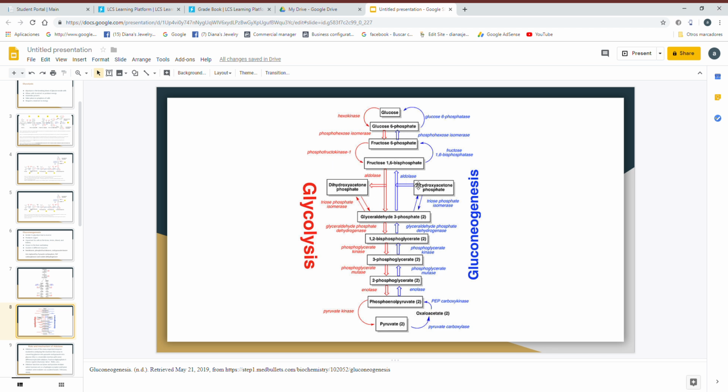Here, aldolase, which we said is the important enzyme we're going to be talking about. Triose phosphate isomerase, so a different isomerase that's the same for both of them, but then there are differences. So for example, here, step 3, phosphofructokinase 1 for glycolysis, and fructose 1,6 biphosphatase for gluconeogenesis.